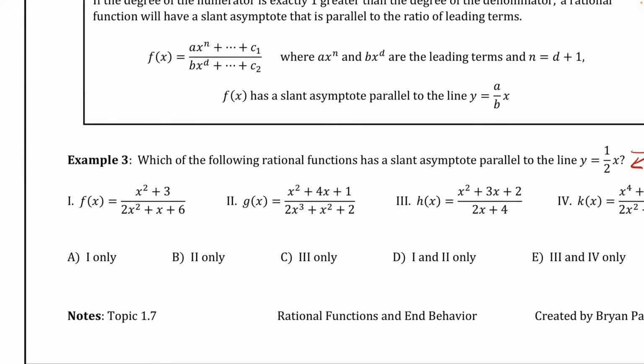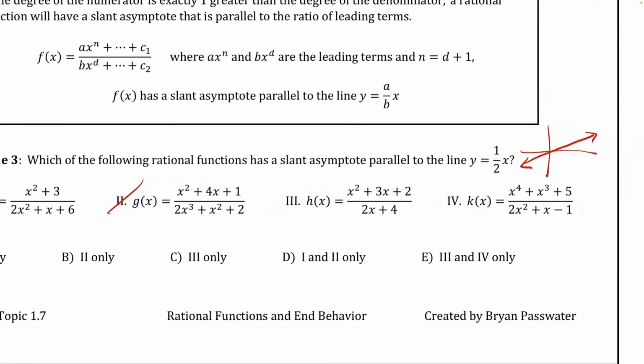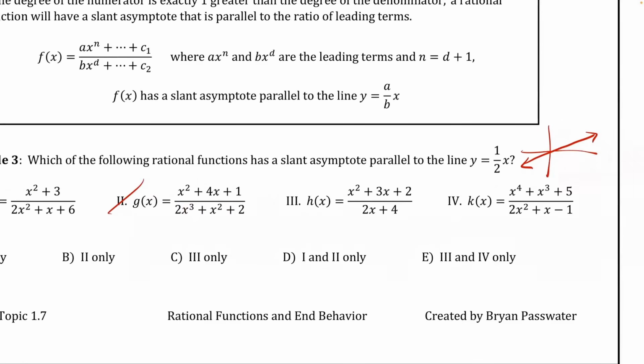So first of all, we need to make sure that the numerator's power is exactly 1 higher than the denominator. Does that apply to 1? You guys can all shout out. No. These are exactly the same power. What about in part 2? No. I need to have the top one bigger, not the bottom one bigger. What about 3? 3 is good so far. We can't eliminate it. And what about 4? 4 needs to be 1 higher than 2. No. So it's not 4. So it's just 3. So the correct answer here is only 3.